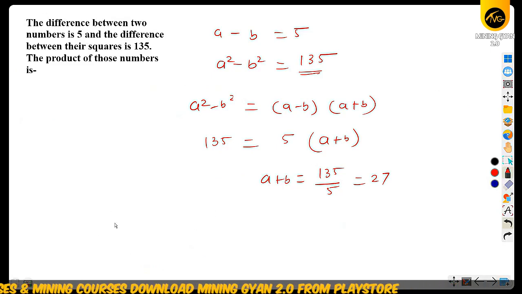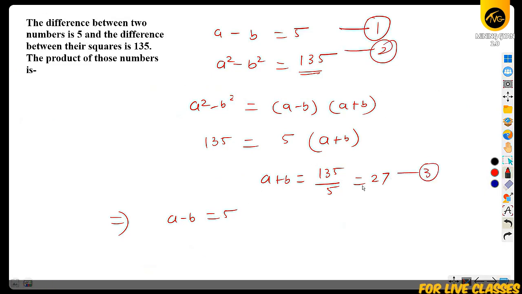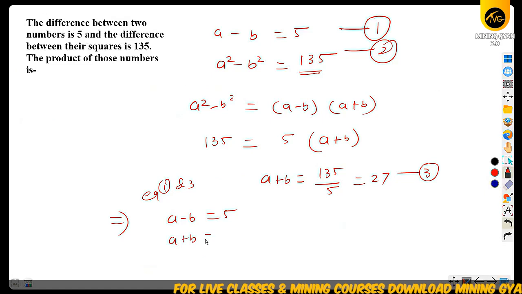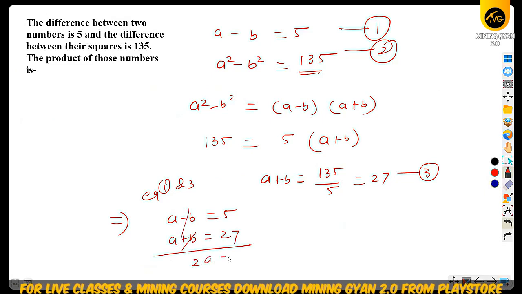Now suppose a minus b is equal to 5. Suppose this is equation number 1, equation number 2, and this is equation number 3. Now from equation number 1 and equation number 3, a minus b is equal to 5, a plus b is equal to 27. So 2a is equal to 32 and a is equal to 16. So we have the value of a.